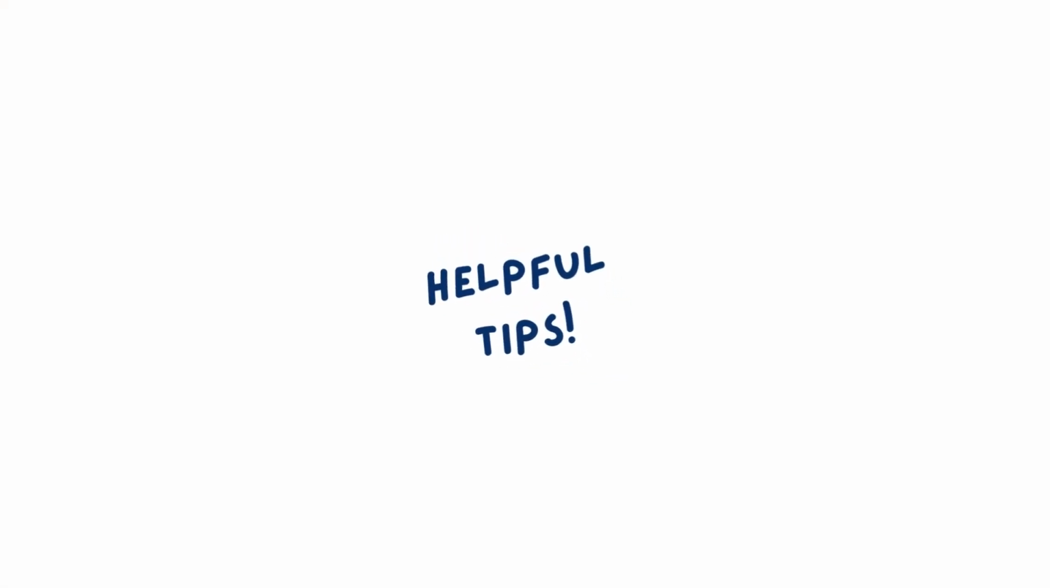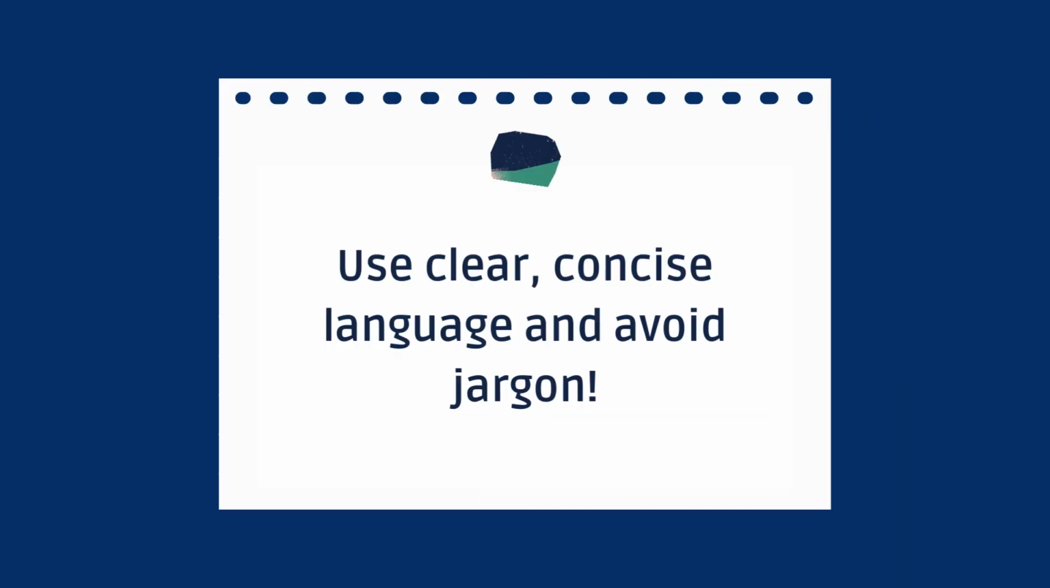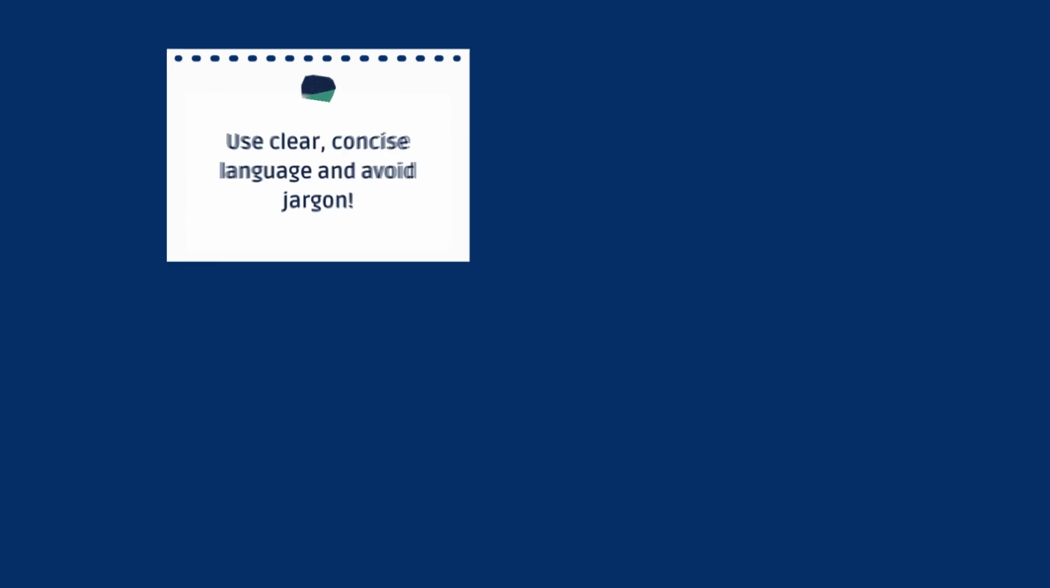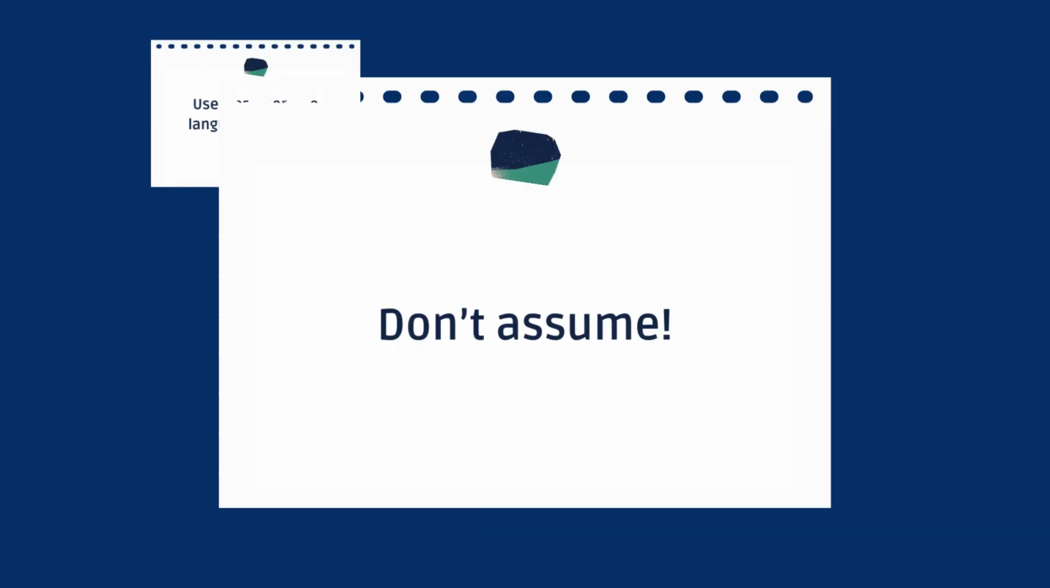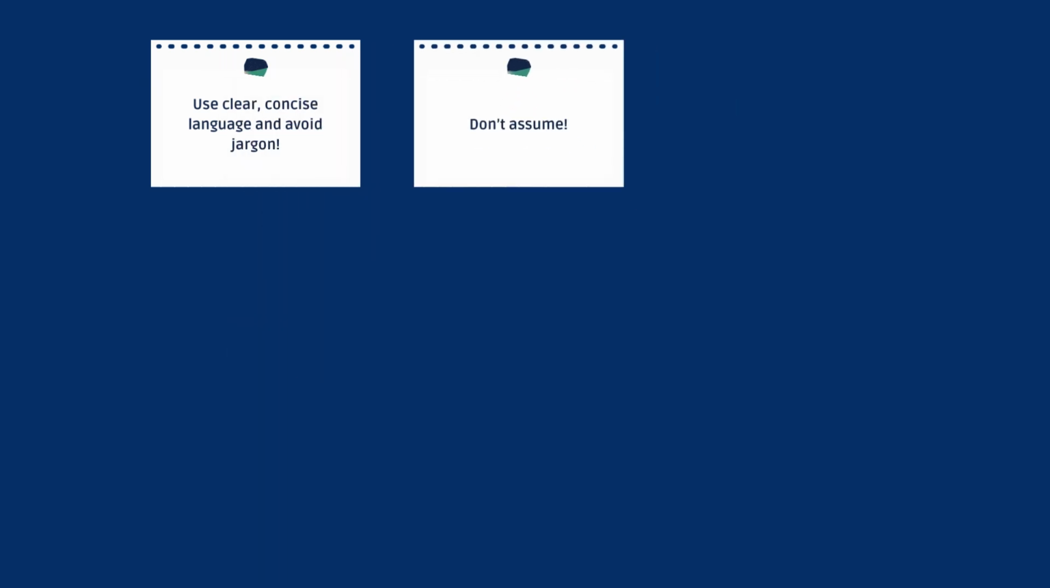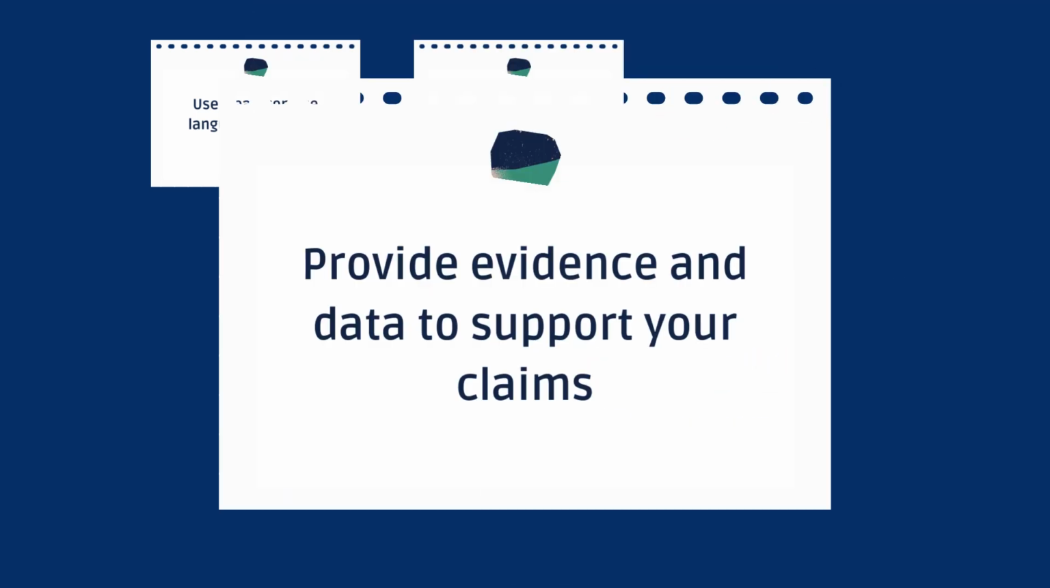Now that we've covered the 2 stages of proposal writing, let's go over some of the helpful tips. Use clear, concise language and avoid jargon. Don't assume. Never assume the funder has any knowledge around your organization, projects, programs, or services. Make sure that someone who has no knowledge about your project will have a clear understanding after reading your proposal.